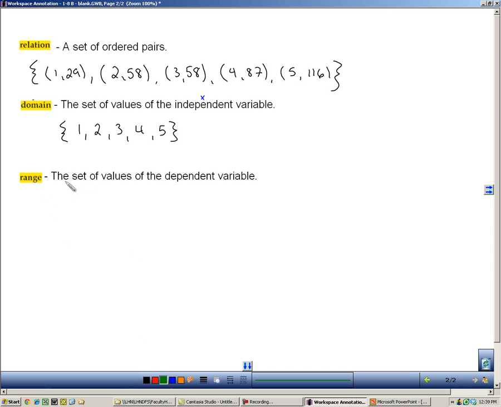Now the range is the set of values for the dependent variable, or the y variable. So let's go back up to the ordered pairs and make a set again. And that set will include the number 29, 58. Now I don't have to include 58 again because it's there twice, so now 87 and 116. So that is the range. That's all the dependent variables. And so in the next couple of examples, we're always going to be on the lookout for the domain, all the independent values, and the range, all the y values, or the dependent values.